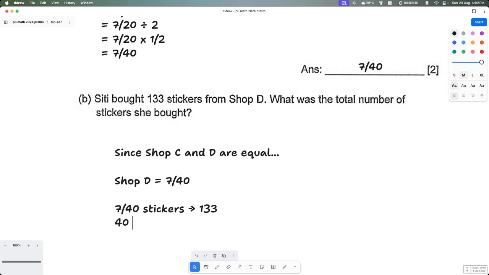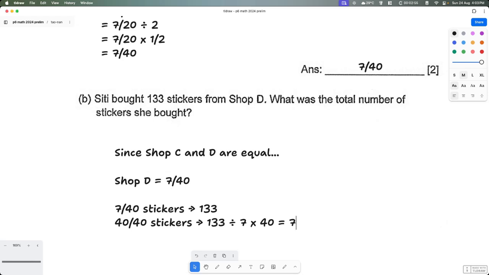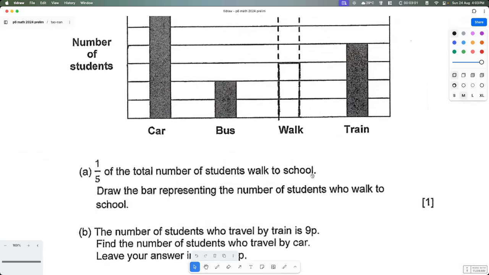So 40 out of 40 stickers is equal to 133 divided by 7 times 40, which is equal to, I think, 19 or something. So 133 divided by 7 times 40. Okay, this will be 760. There you go, so that's your answer, 760. All right, let's move on to the next question.